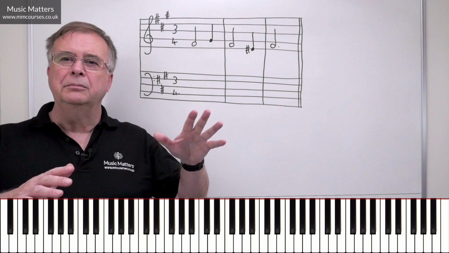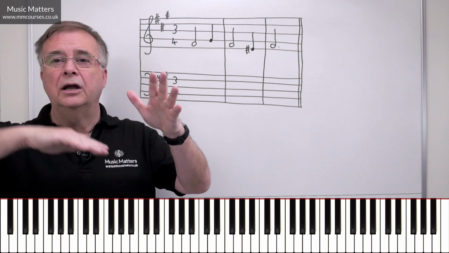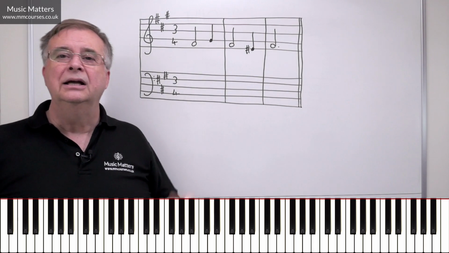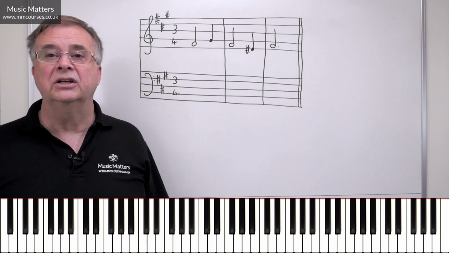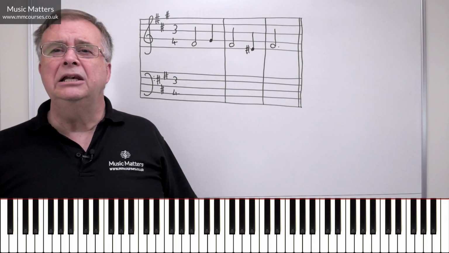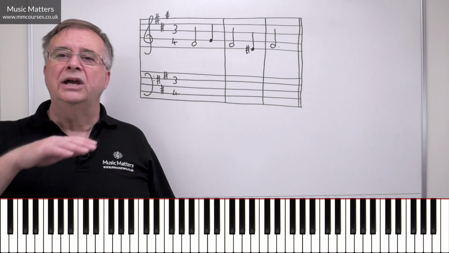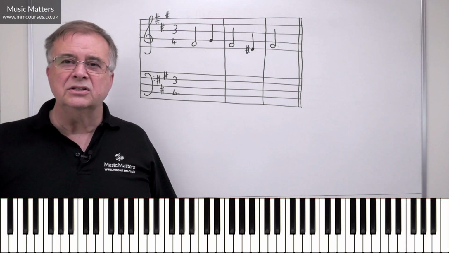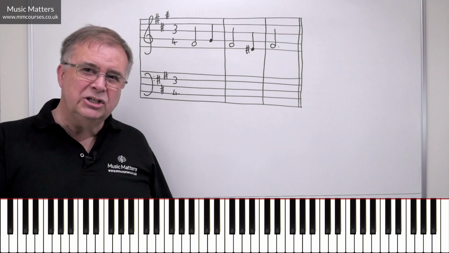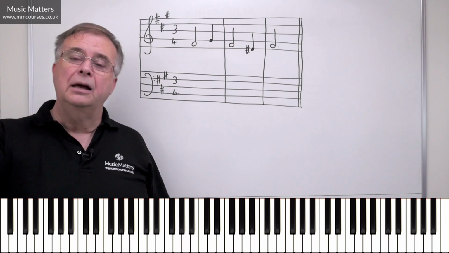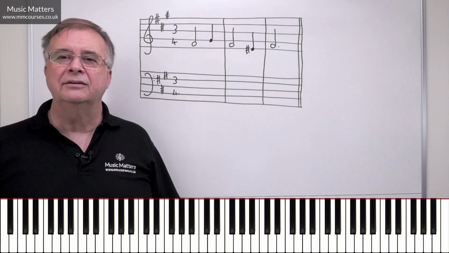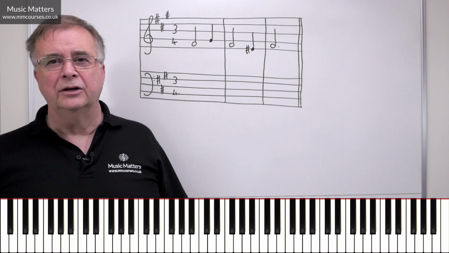So in harmonic minor, we raise the 7th degree going up and coming down the scale. And in F sharp minor, it's going to give us E sharp. In the melodic minor, we raise the 6th and the 7th degrees going up, so that's going to give us D sharp and E sharp. Coming down the scale, it's going to give us E natural and D natural.